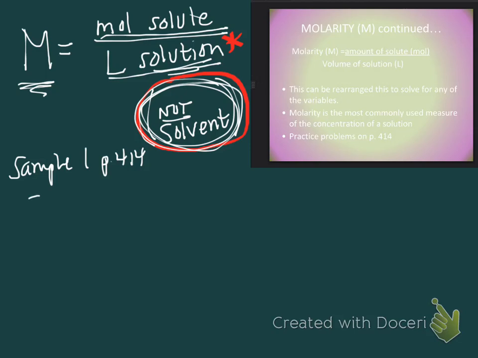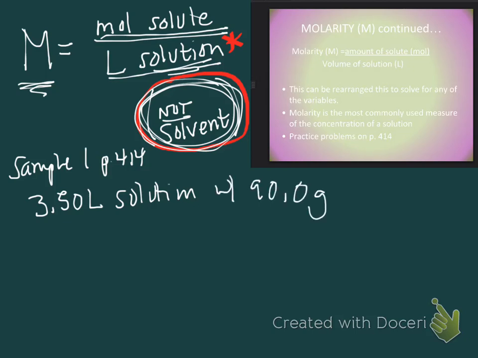You are told that you've got 3.50 liters of solution, and it contains 90.0 grams of sodium chloride, NaCl. We want to know what the molarity is. Okay, a couple things we have to do first. We need to be in moles of solute. We're in mass of solute. So the first thing we're going to do is a molar conversion.